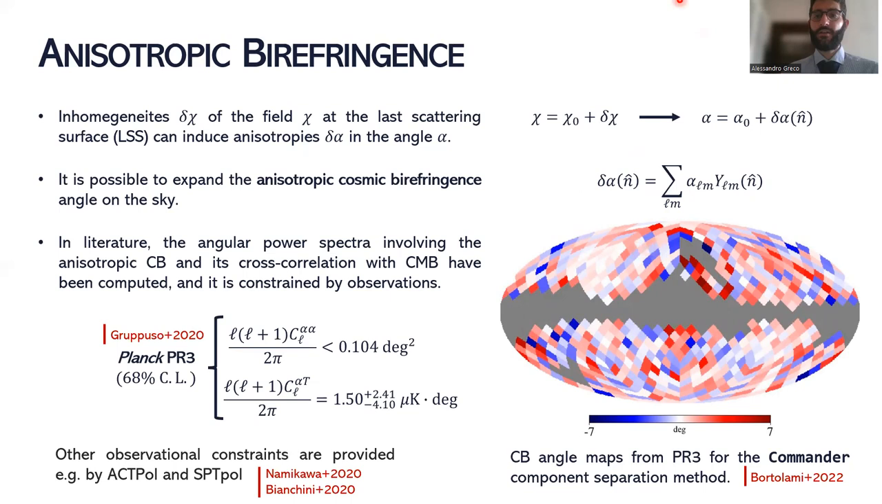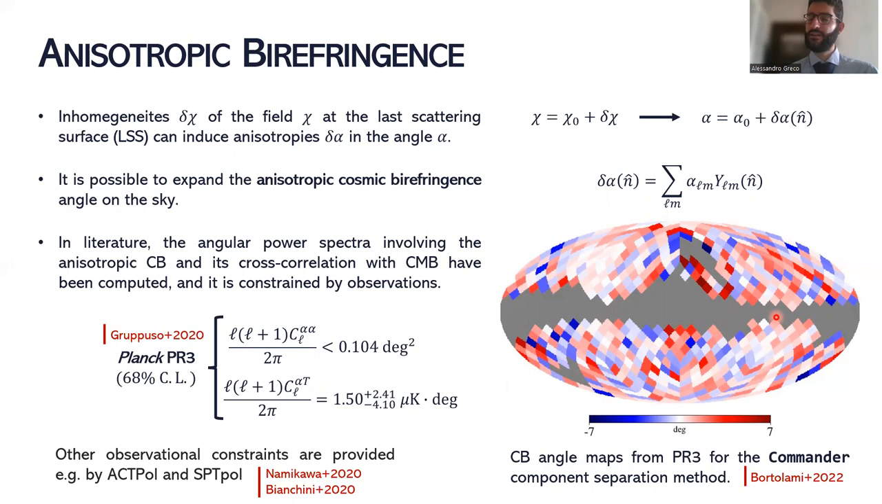For example, here I'm just showing you the most recent results about the constraint on anisotropic cosmic birefringence: this is the constraint on the autocorrelation of anisotropic cosmic birefringence and its cross-correlation with CMB temperature. And here there is the new and most recent map, and I think also the first one, of the cosmic birefringence angle from the public release 3 of the Planck data for the Commander component separation method. Thanks to Marco Bortolami for this nice work. You can find it in his recent paper.